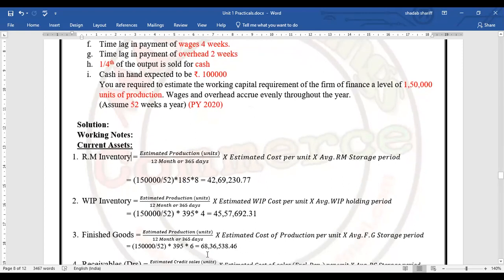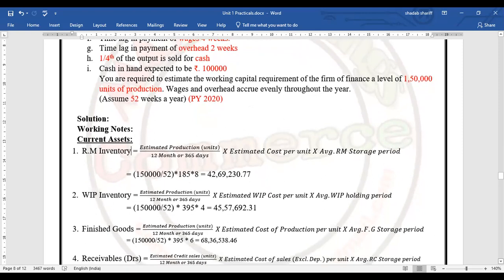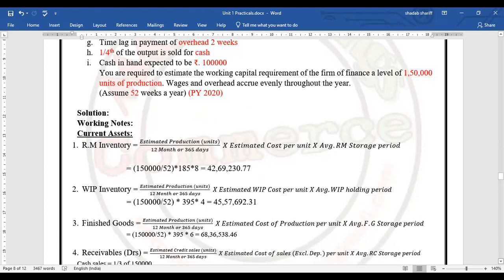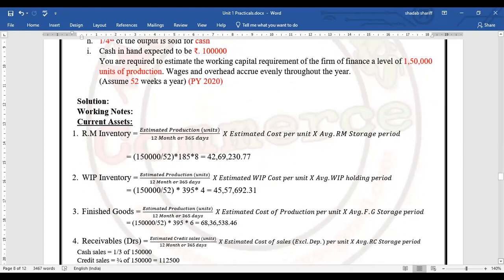Then we will arrive to 68,36,538. Then next will be receivables, debtors, that is estimated credit sales. One fourth of sales is on cash basis, which means the remaining is on credit basis, that is 1,50,000 into 75%, that is credit sales, divided by 52 weeks into estimated cost of sales, that is 395, into average storage period, that is how much credit we are providing for the customer, that we have to consider.